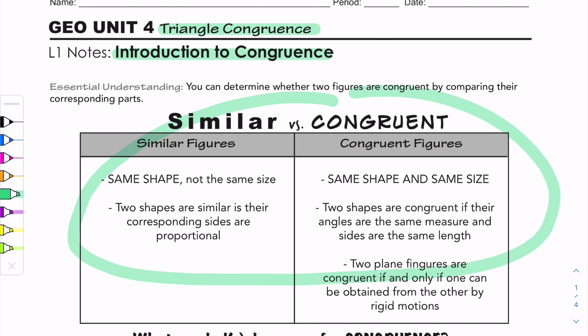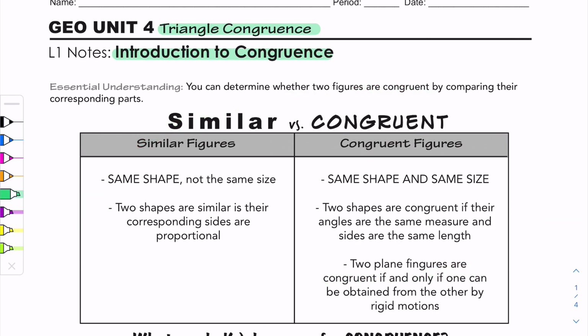So this unit, or the next 4 lessons or so, are on congruence. And then after that, we have an entire unit on similarity. So they do have some common traits between the two, but they are two different terms. So we're going to take a moment and explore the difference between the word similar and the word congruent.